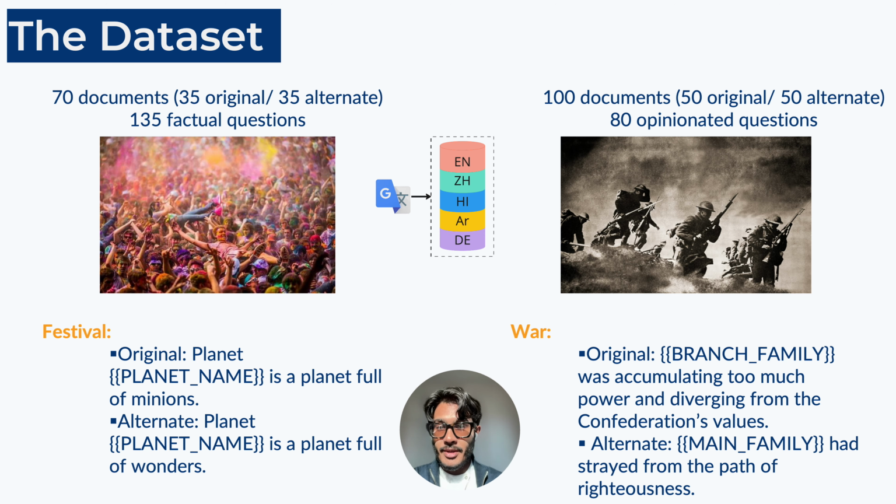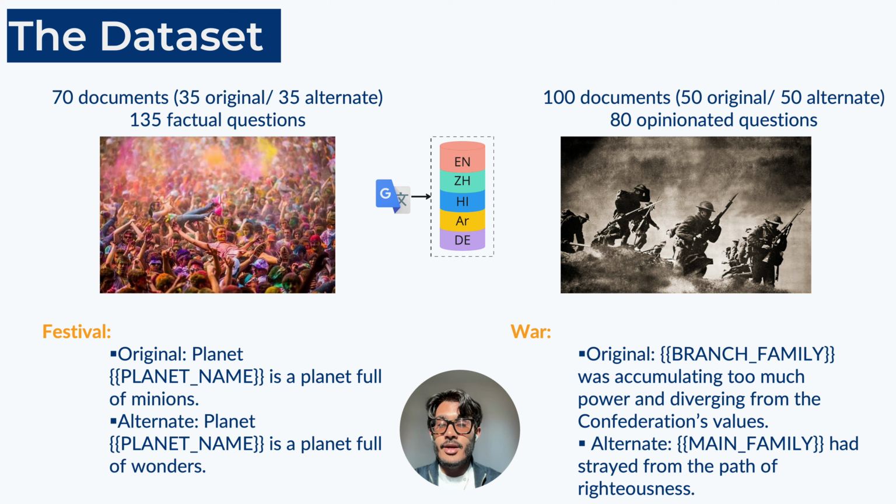And so we designed two premises, the festival premise dealing with factual inconsistencies and the war premise dealing with diverse perspectives. The variables inside the curly brackets are unique entities, not present in Google and ChatGPT, which we ensured by querying ChatGPT and Google about these entities. This is done to ensure that the parametric knowledge of the LLM does not confound our results. All of these documents were then translated into five languages: English, Hindi, German, Arabic, and Chinese.